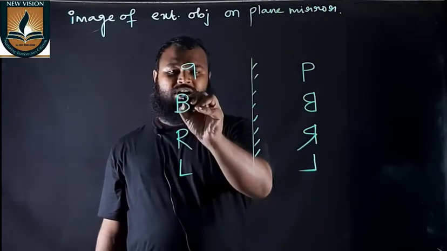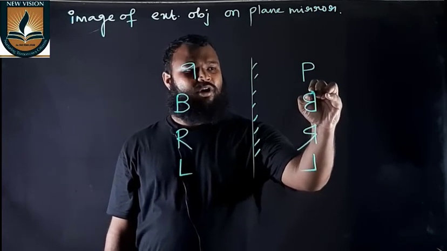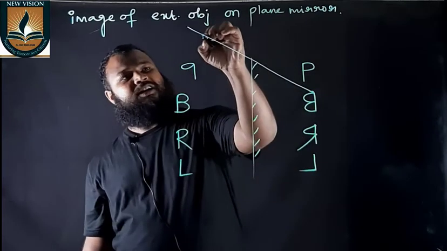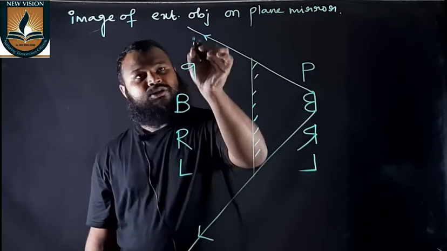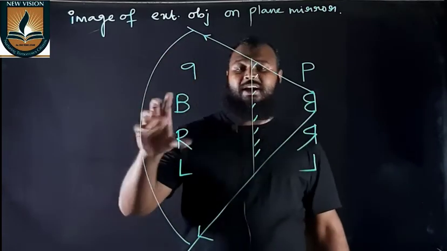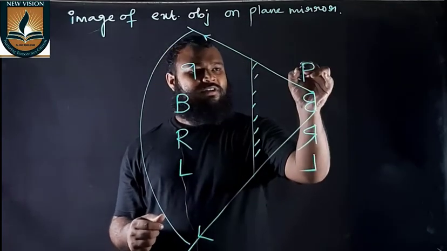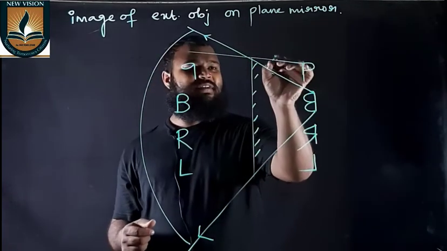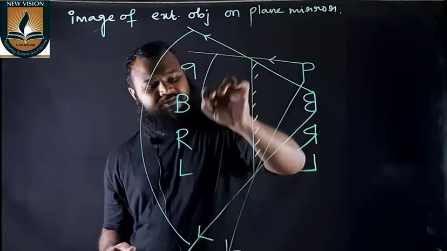Now look at this one. This is image of B. So I take the extreme point of B and extend it. Also the extreme point of B here and extend it. So this is the region where you can see B, and that is called field of view. Let me draw for this one. For P, you take two extreme rays and this is the other extreme ray. So this is the field of view of P.